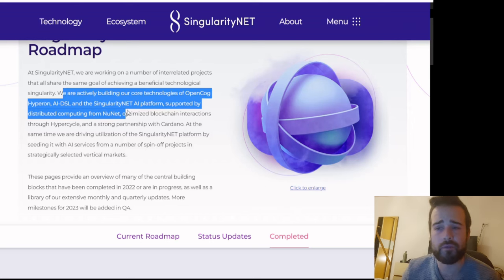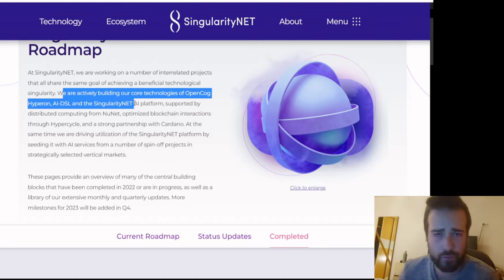As we can see here, their focus: they're actively building OpenCog Hyperion, AI-DSL and the Singularity Net AI platform. The Singularity Net AI platform is what we talked about, all those services that are built by the companies in the ecosystem, and that users can go there and access. We also have OpenCog Hyperion.